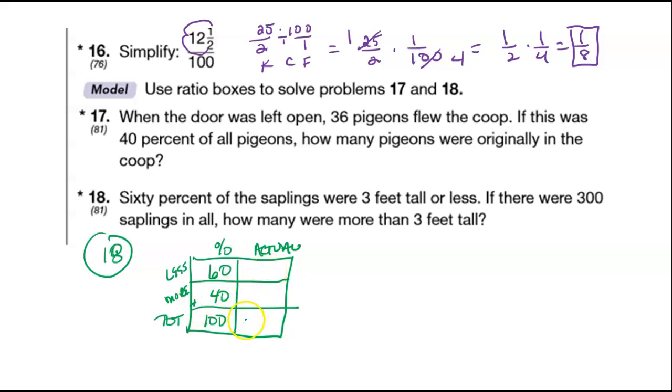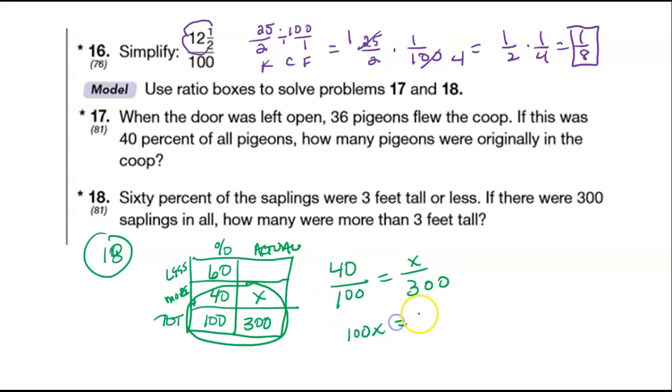If there were 300 saplings in all, how many were more? So we're going to use this. 40 over 100 is equal to x over 300. 100x is equal to 40 times 300. 100x is equal to 12,000, and then you divide to get your answer.